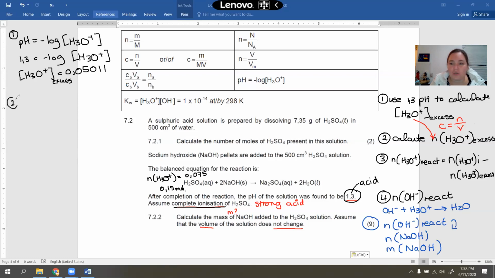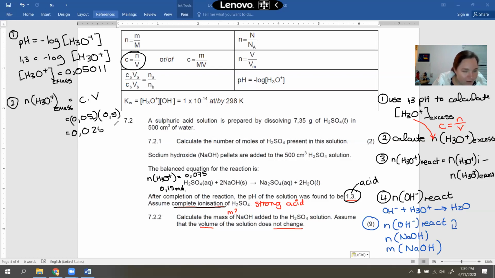So therefore, step number 2 was to calculate the number of moles. Well, number of moles of H3O plus in excess is going to be concentration multiplied by volume. That's just me rearranging that equation, which is going to give me 0,05. I'm going to carry on with the full values on my calculator though, and this is going to be multiplied by 0.5. So I get an answer. I know I'm being a bit of a hypocrite because this has got many decimal values and I'm not writing them all in, but this is 0,025 and then it's going to be 0.6 moles. Okay, so up to the end of step 2.